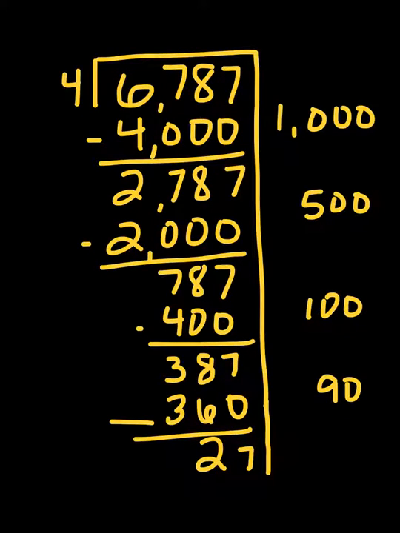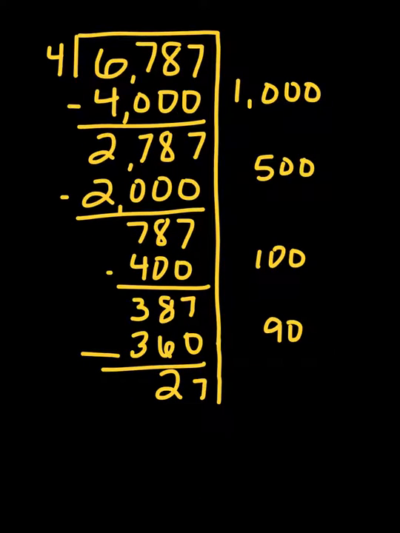Okay, so now I have 27 that I need to figure out how many times I can put 4 into. So this is where I want to think of my multiples of 4. I know that I have 4, 8, 12, 16, 20, 24, 28. So what do I think is going to fit into 27? I think 24, because if I do 28, it's too high.